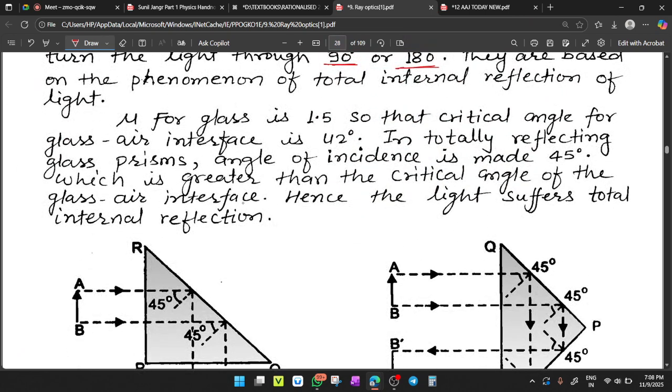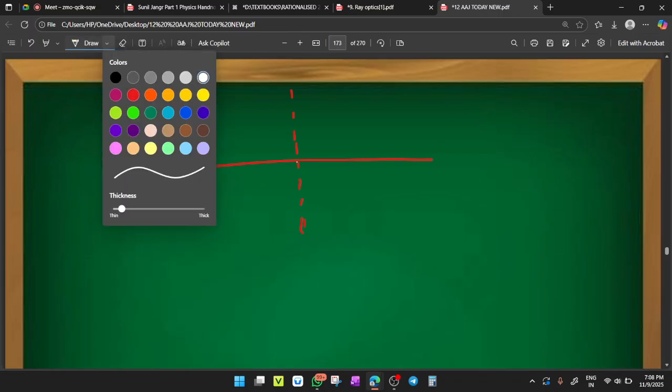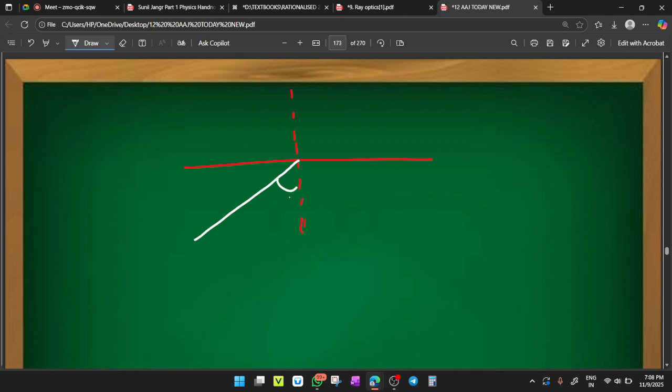So what is happening here? Mu for glass is 1.5, so the critical angle for the glass-air interface equals 42 degree. Students, you know that here is a medium and a light ray is coming from glass to air. For glass to air, the critical angle equals how much? 42 degree. So for 42 degree, the refracted ray will graze along the interface, with an angle of refraction r equals 90 degree.